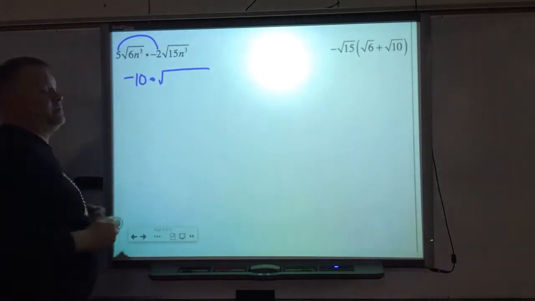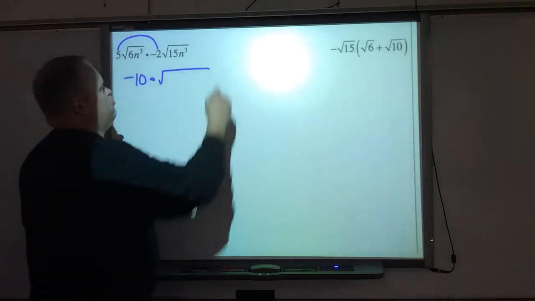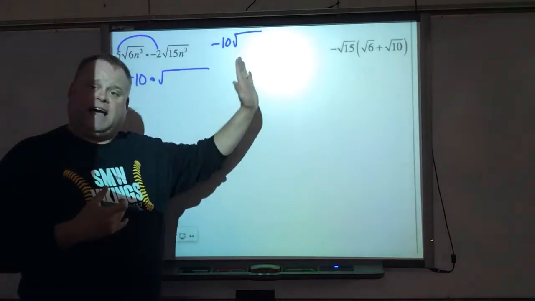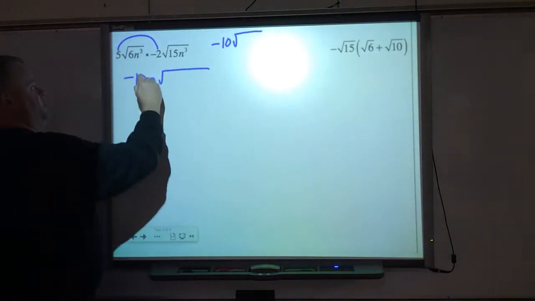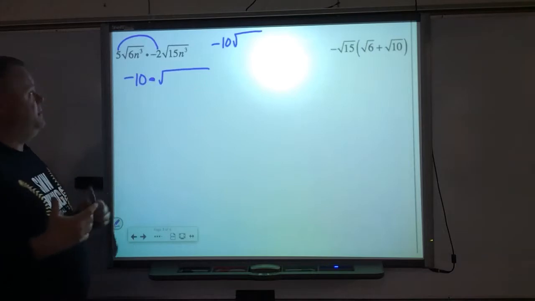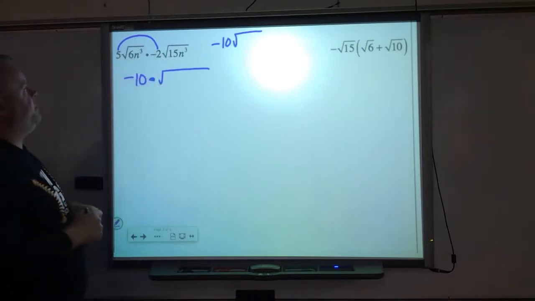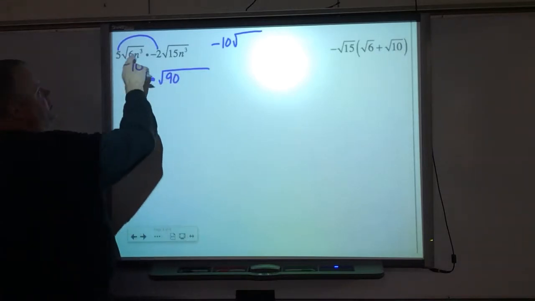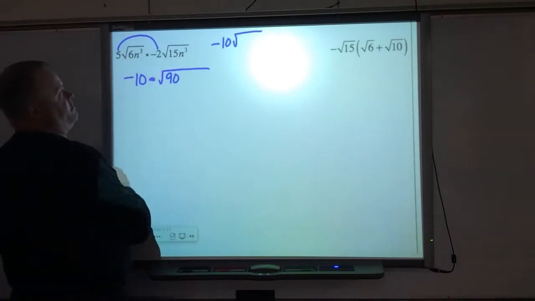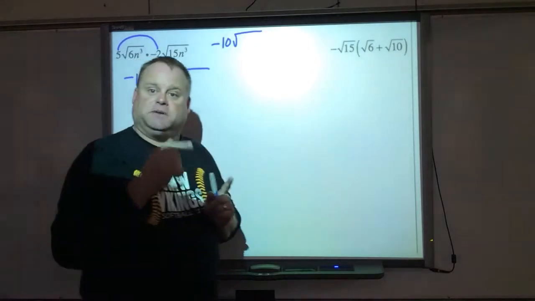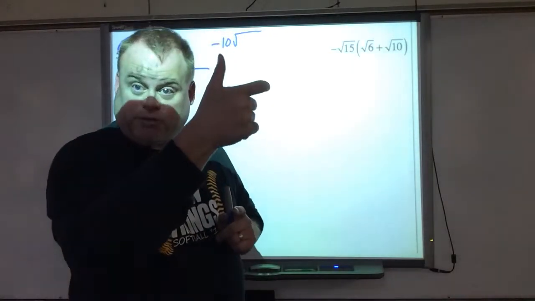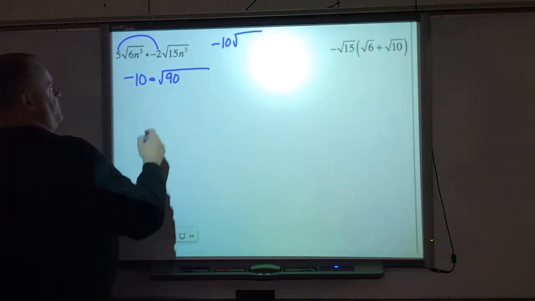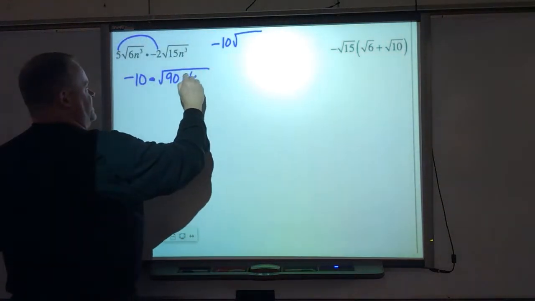And I'm doing this multiplication for emphasis. Remember, that really is going to be a negative 10 square root, right? That negative 10 outside of it just means multiplication. But I'm really doing this for effect because I need you to see it. 6 times 15, well, we just did that. That's 90. And n to the third times n to the third. Base times a base, I add the exponents. N to the third times n to the third becomes n to the sixth.